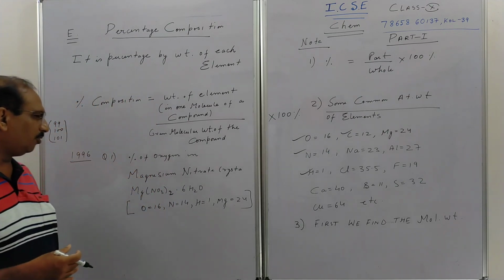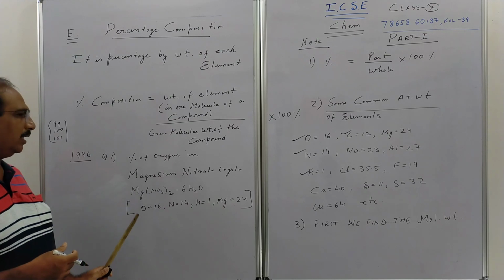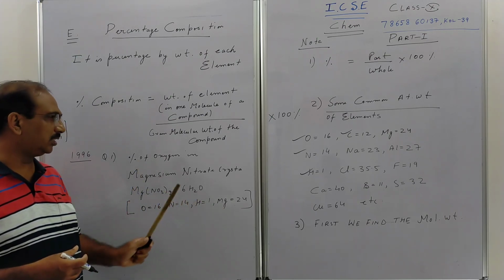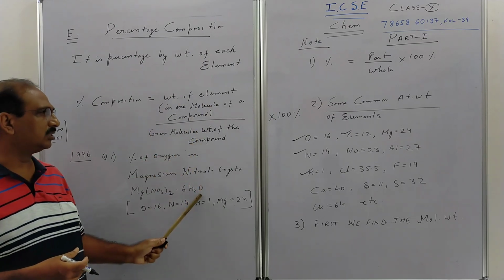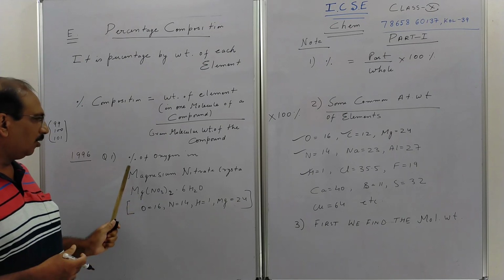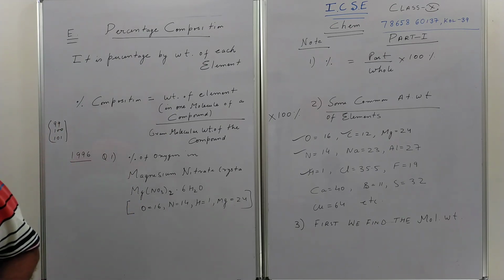With this idea, children, first we will find the molecular weight of this compound. Then we will see the total weight of oxygen, the weight of the element oxygen in one molecule of the compound, and then we will see what percentage of oxygen is there. So kindly pause the video and copy. Then we will first find the molecular weight of magnesium nitrate heptahydrate.